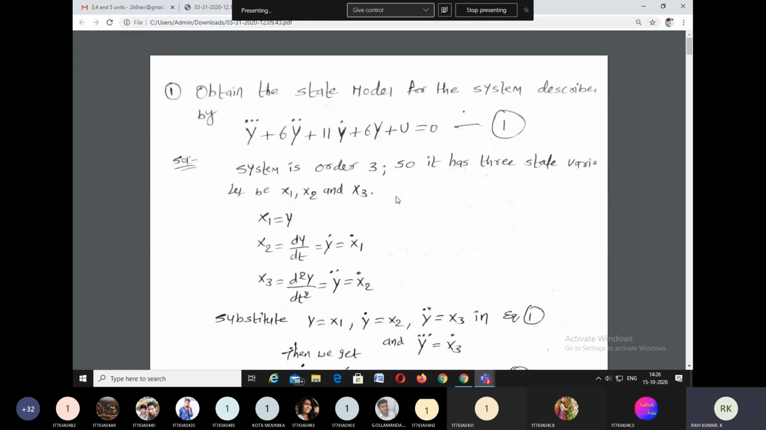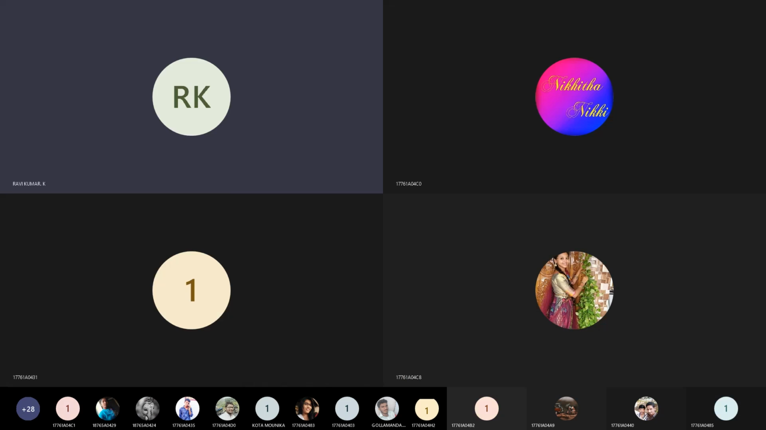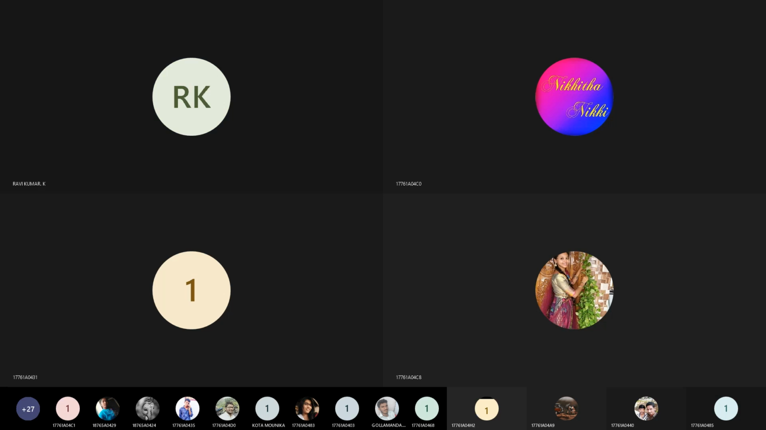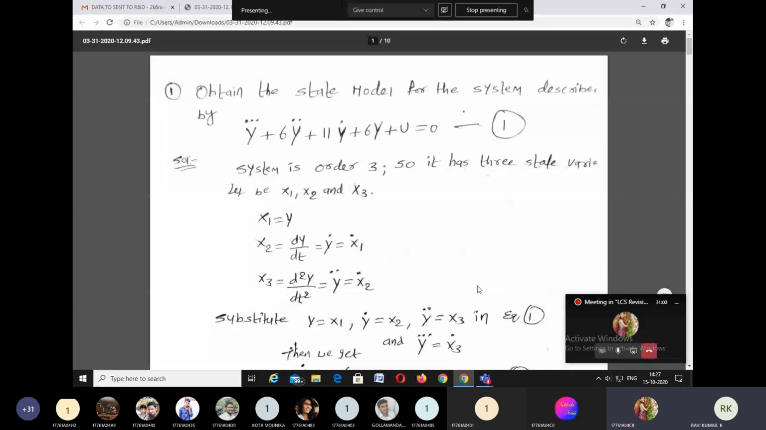Right. See, 1 second. మా ప్రాబ్లం కనిపిస్తుందండి మీకు? ఎవరన్నా ఒకటి చెప్పండి నాకు. కనిపిస్తుంది సార్. ఇప్పుడు కనిపిస్తుంది కదండి.